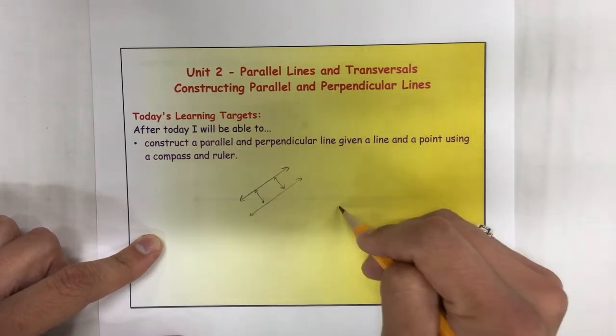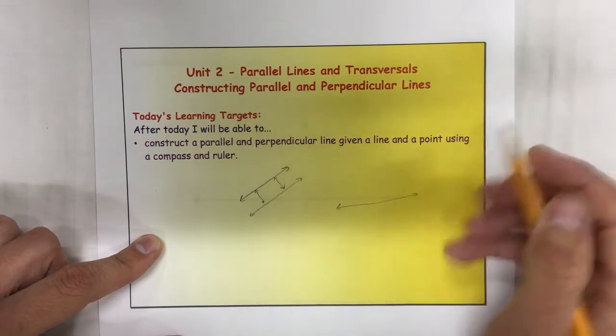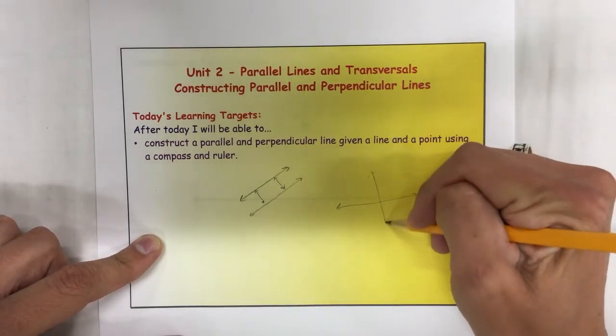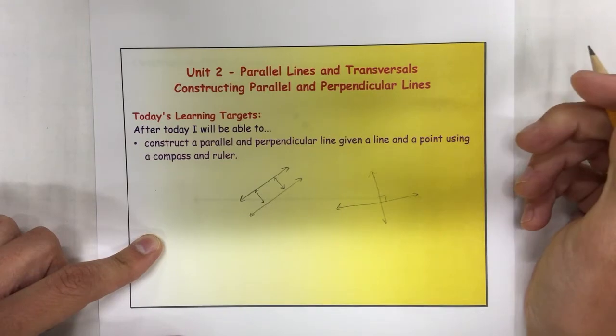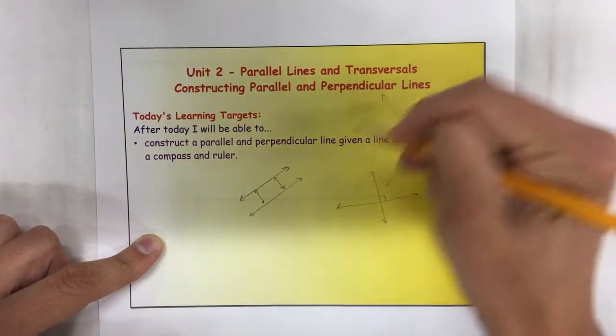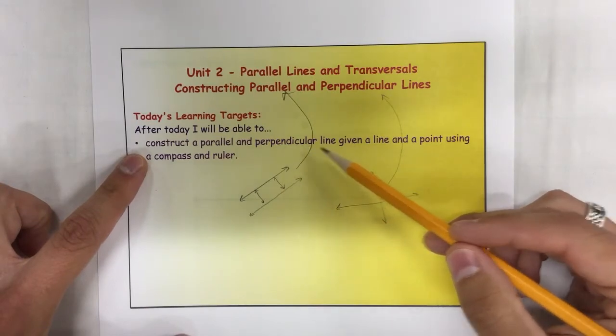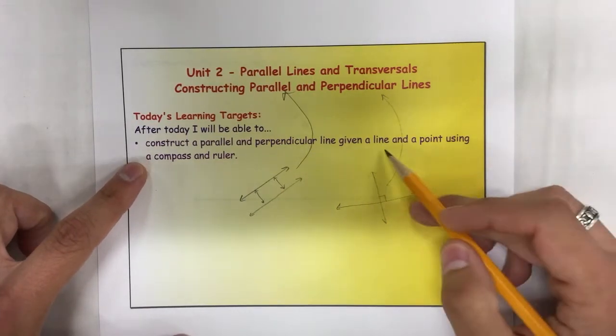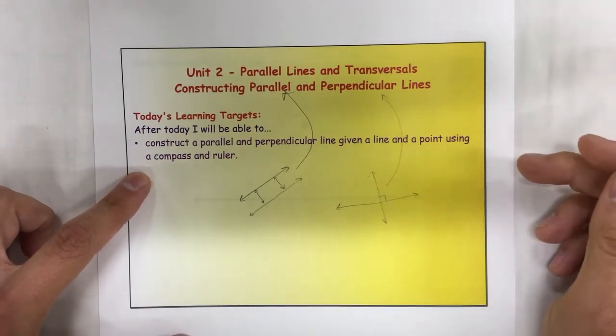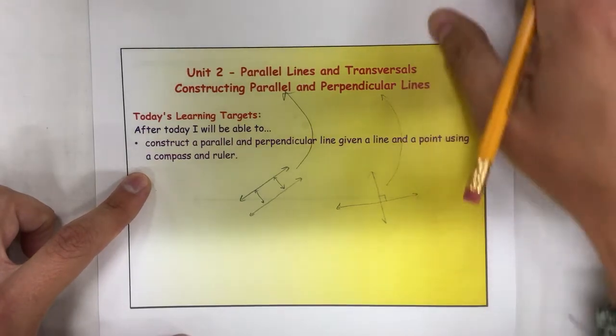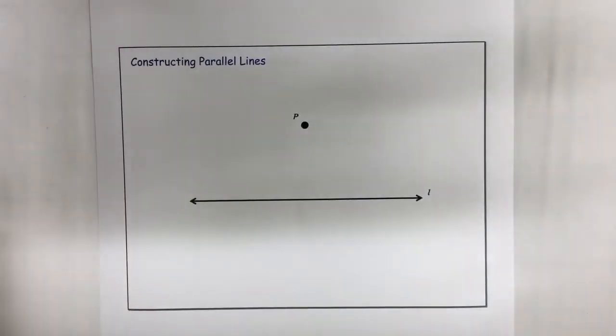Perpendicular, what is that? Perpendicular means there's two lines that meet at a right angle. Yeah, they intersect, form a right 90 degree angle. So there's your perpendicular, there's your parallel example. So hopefully after today we'll be able to construct a parallel and perpendicular line, given a line and a point, and we're going to use a compass and a ruler to do that. All right. So here we go.